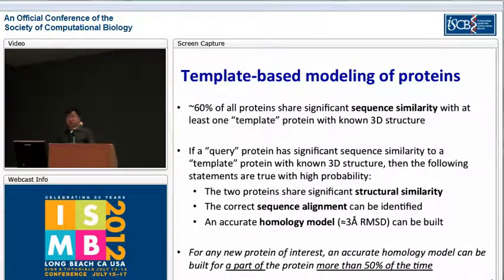So the end result is that for any new protein of interest to you, one can construct an accurate homology model more than half of the time. Now, the caveat is that this is only promised for a part of the protein. This may be a big part, but most likely it's a small part of the protein. It may be a part that you're interested in, but it also could be a part that you're not interested in. But with that caveat in mind, I still think it's pretty good that one can apply homology modeling on a genome scale with reasonable success.